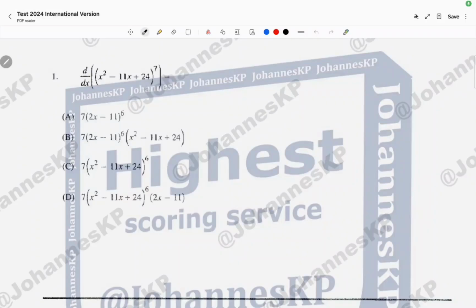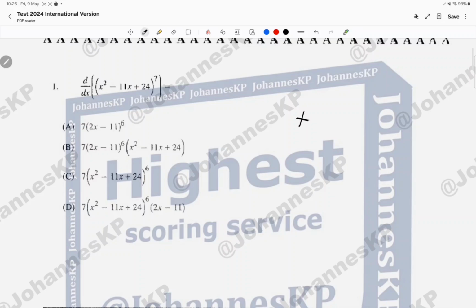You learned the differentiation rules? Which ones? Well, if you have x to the power of n, yeah, I know that one. What's the result? nx^(n-1). Okay. But here, you must not only do that.